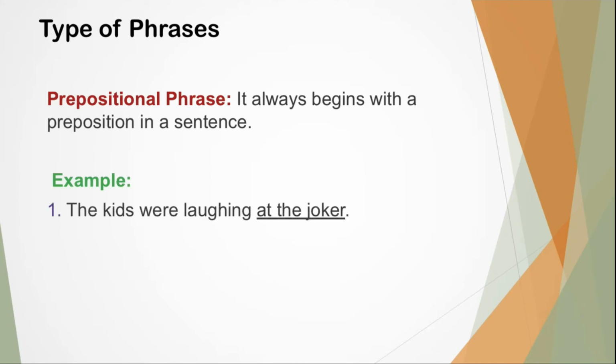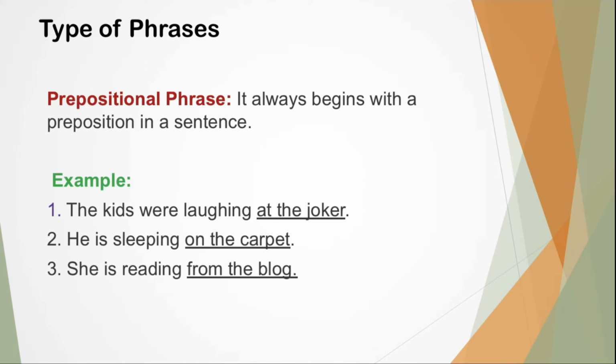Let's see with the help of examples. The kids were laughing at the joker. At is the preposition, hence at the joker is the prepositional phrase in this sentence. He is sleeping on the carpet. On is a preposition, hence on the carpet is the prepositional phrase.